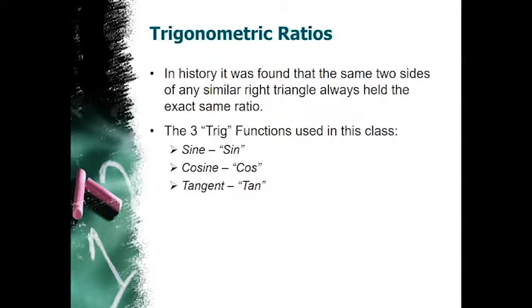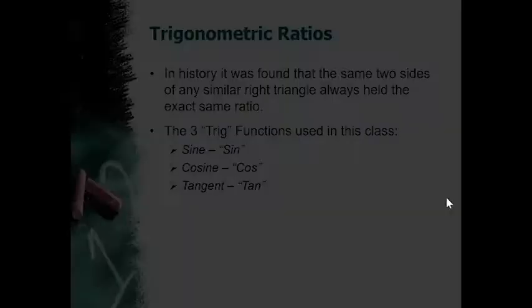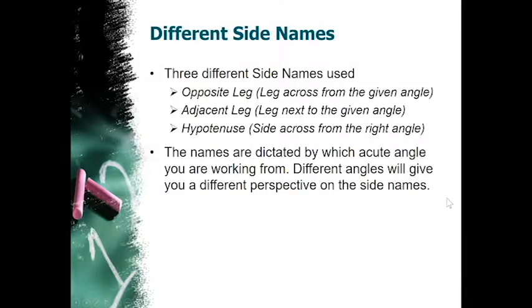They named these the six trig ratios. Now, we've got three of them that we're going to focus on here in our geometry class: the sine, cosine, and the tangent. They are abbreviated with SIN, COS, and TAN. Along with understanding those different trig ratios and what they represent, first we have to name our different sides of our triangle.